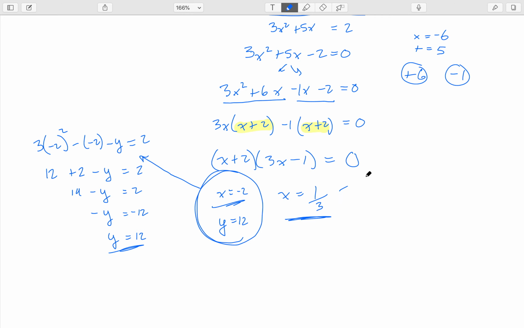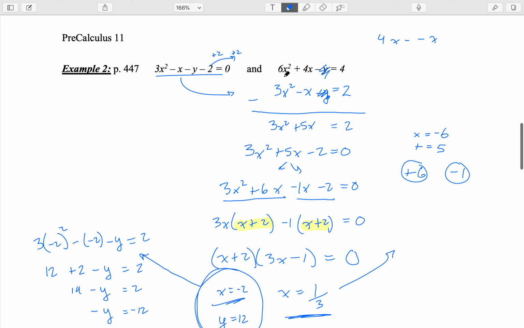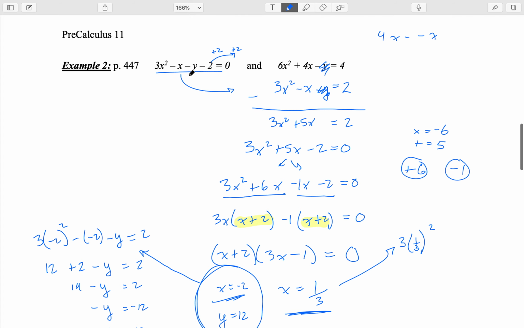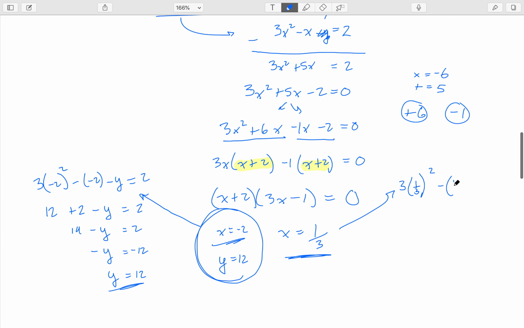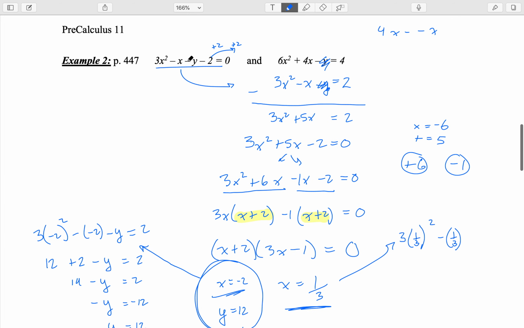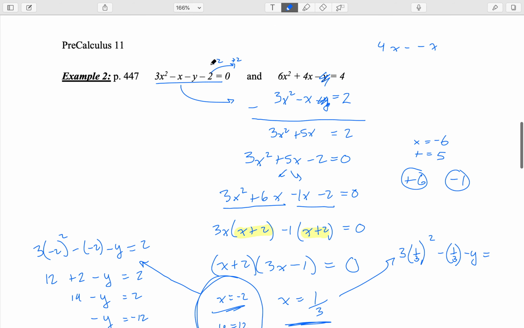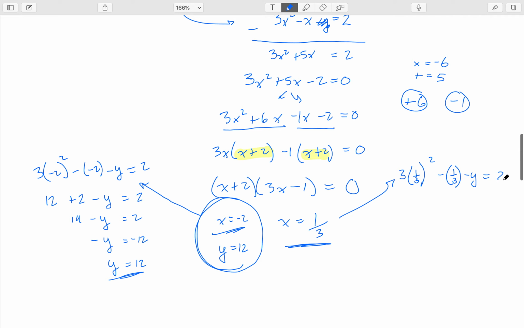Okay, let's do the other one over here. So 1/3, yikes. But you know what? I'm going to be squaring it and multiplying, so this should work out. Let's try it. So 3 times x squared minus x minus y equal to, remember, I moved that over, it's equal to positive 2.